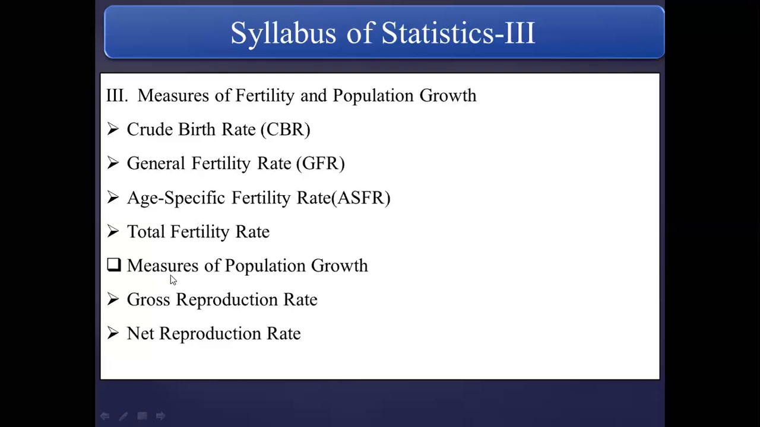Then after that we'll see measures of population growth. Now, when you talk about population growth, we always consider females. So hence, we need to find the gross reproduction rate and net reproduction rate. Reproduction rate is nothing but the capacity of a woman to replace herself by producing a female child. So that we will see in this chapter also.